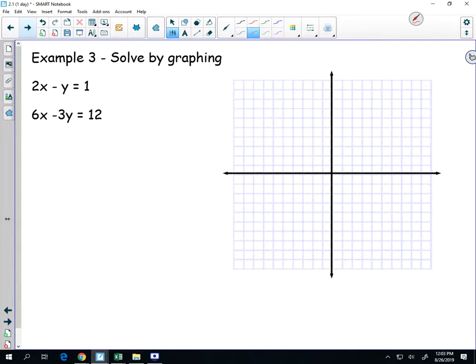And my last one here, again, same problem for the top, which is going to be 2x minus 1. So my -1, up 2 over 1.